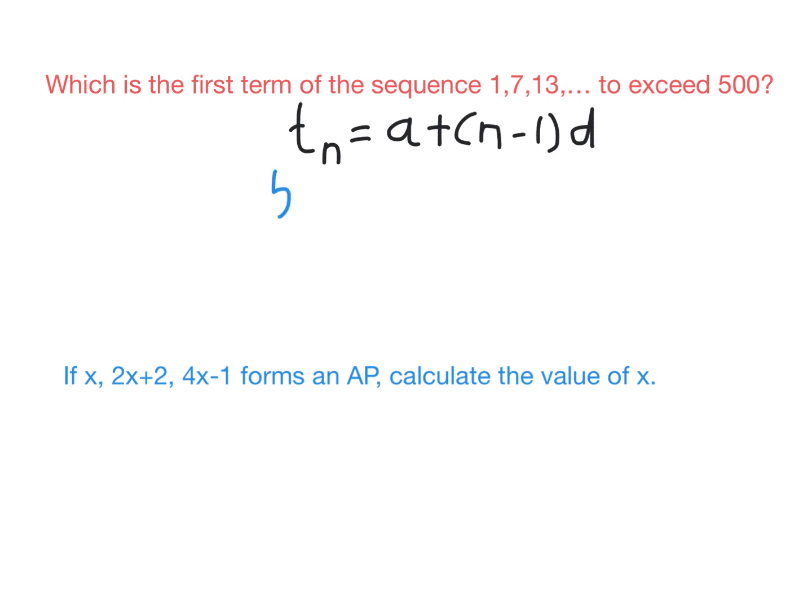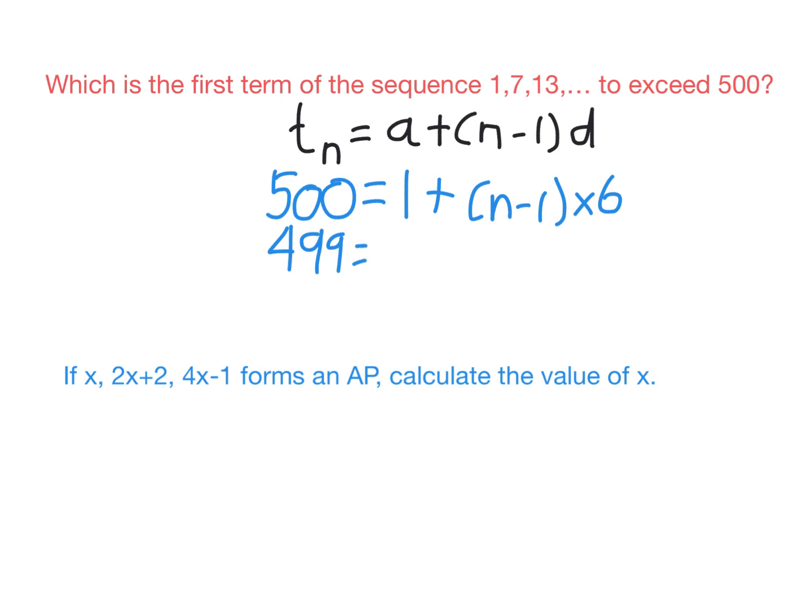So the value of the term Tn is 500. a is equal to 1. Now d, you can see clearly, is equal to 6 because we're adding 6 each time. So I simply solve this equation. I get 499 equals 6 outside of (n minus 1). So now we divide each side by 6. We don't get a whole number, but that's all right. I'll show you how to deal with that in a second. We get 83 and 1/6.